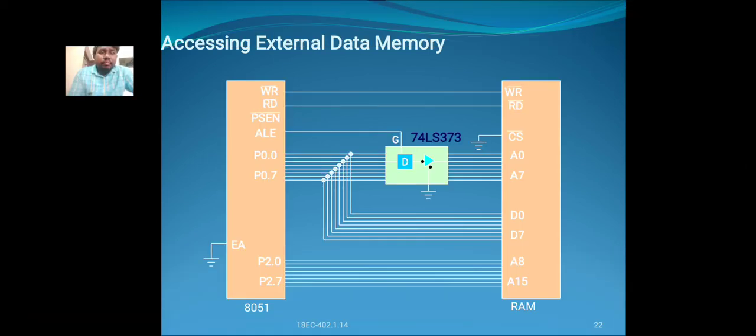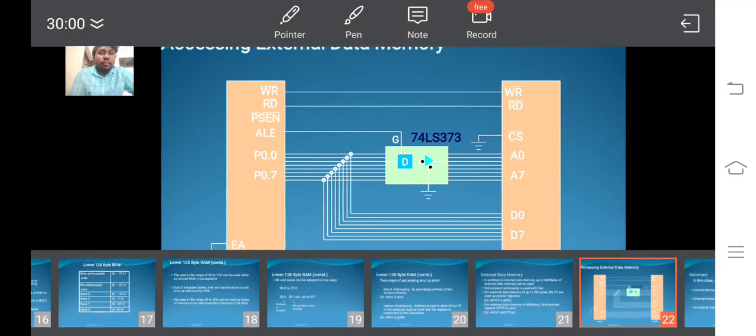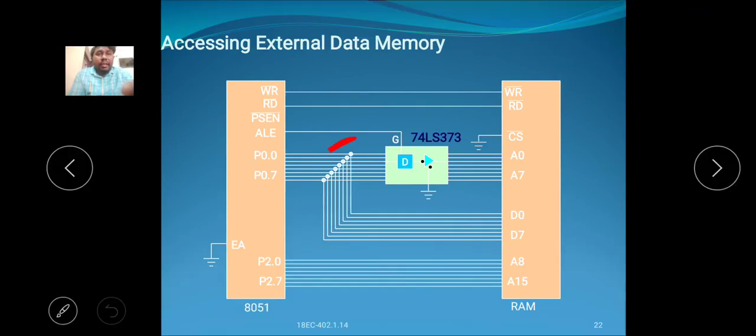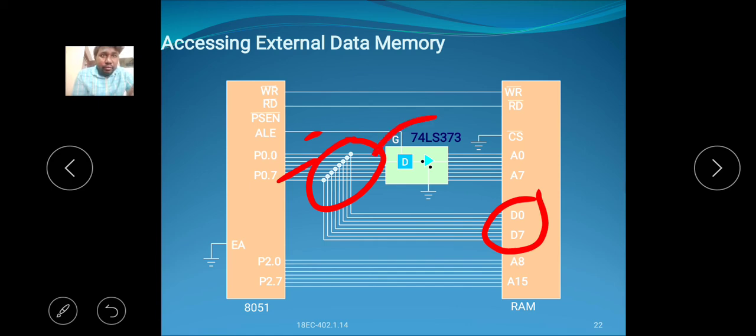Write, read, program store enable, address latch enable, P3.0 to P3.7. Here the address port lines are multiplexed with data lines. Here P0.0 to P0.7 is connected to the multiplexing latch, 74LS373.